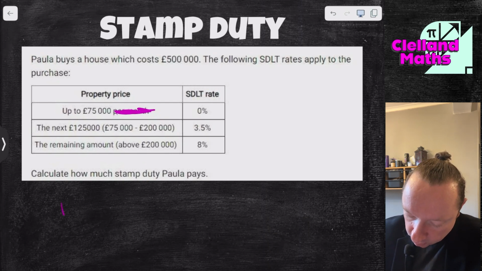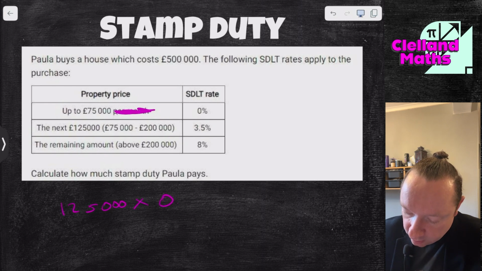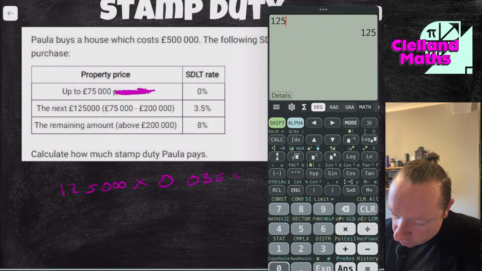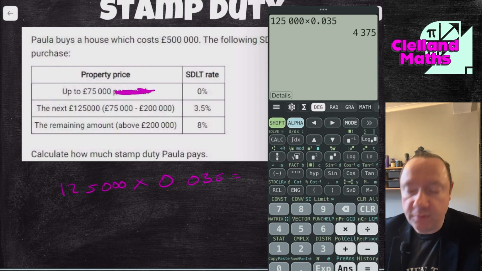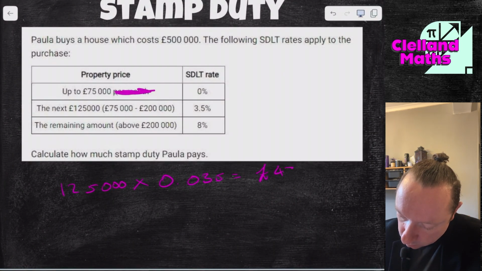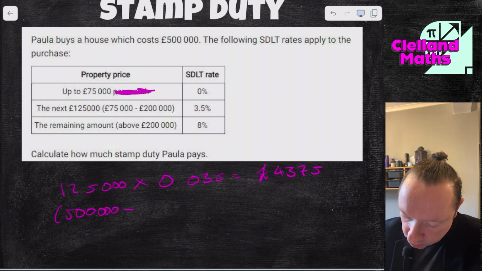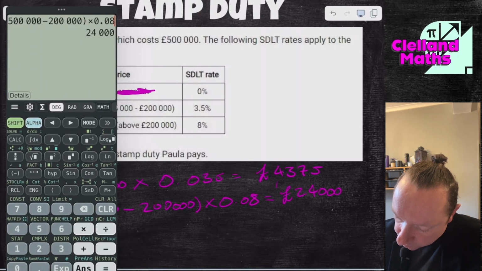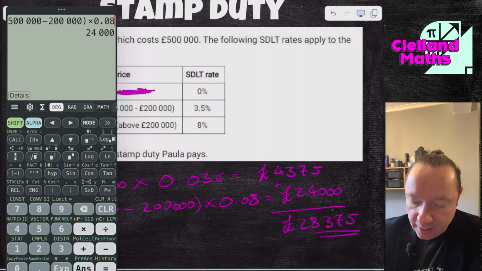The next 125,000, so 125,000 times 3.5%, 0.035. Now, if you can't get that yourself, remember you just do 3.5 divided by 100. So it's 125,000 times 0.035, which gives me 4,375. So now the remaining amount above 200,000, so we've got 500,000 as the property purchase minus 200,000 times 8%, 0.08. That gives me 24,000. So adding them together, 28,375 is the amount of stamp duty land tax we need to pay.